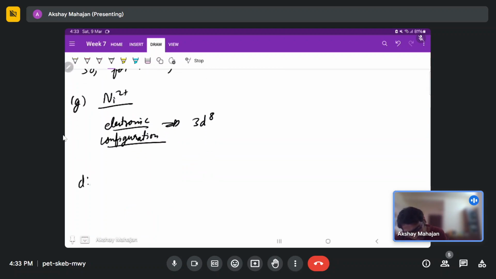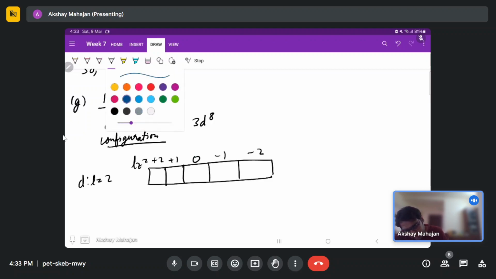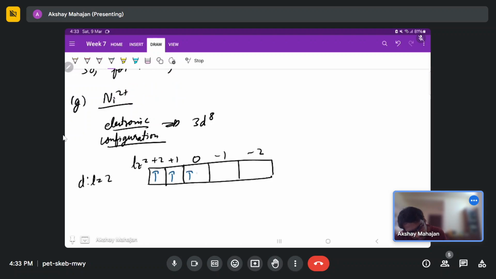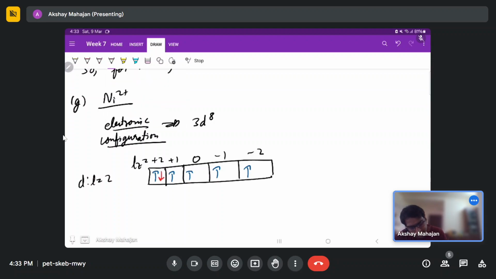So for d, L is equal to 2. Lz will be equal to plus 2, plus 1, 0, minus 1, minus 2. Now we have to put 8 electrons. First we will put the spin up according to Hund's first rule. Then we will put spin down according to Hund's second rule.